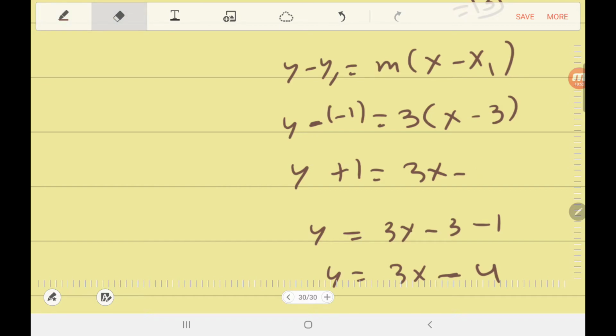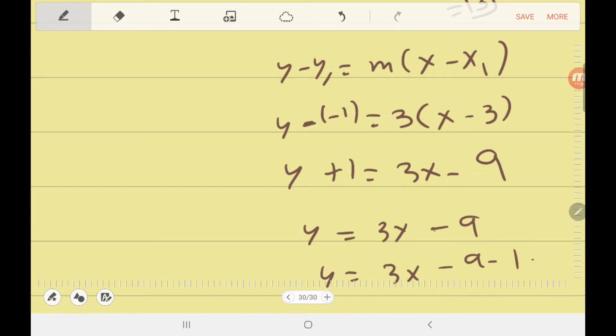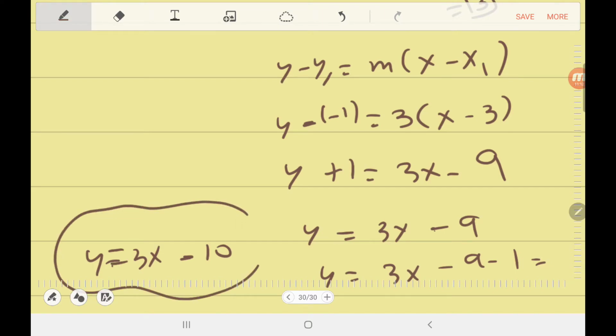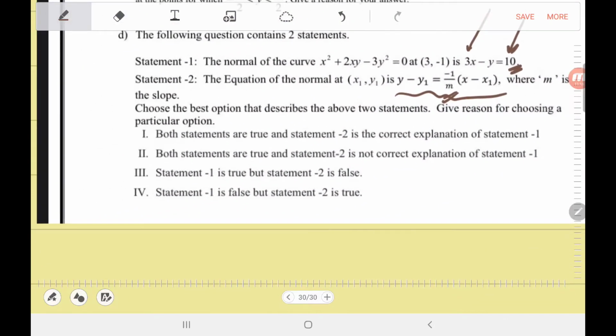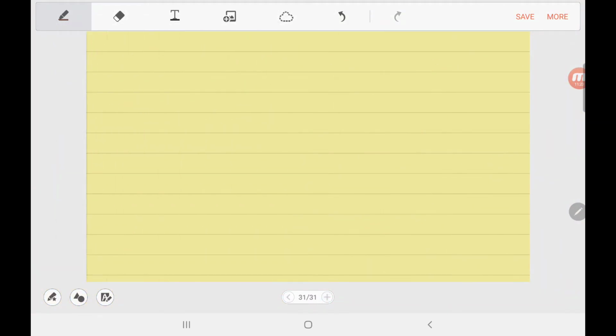See, my dear, 3 times 3 it's 9. Yeah, sometimes I make mistakes. So it's minus 9 minus 1, so y equal 3x minus 10, 100% correct. Both statements correct, yes. So it should be both statements are true. Number 1. This is for the first sheet that you sent already to me.